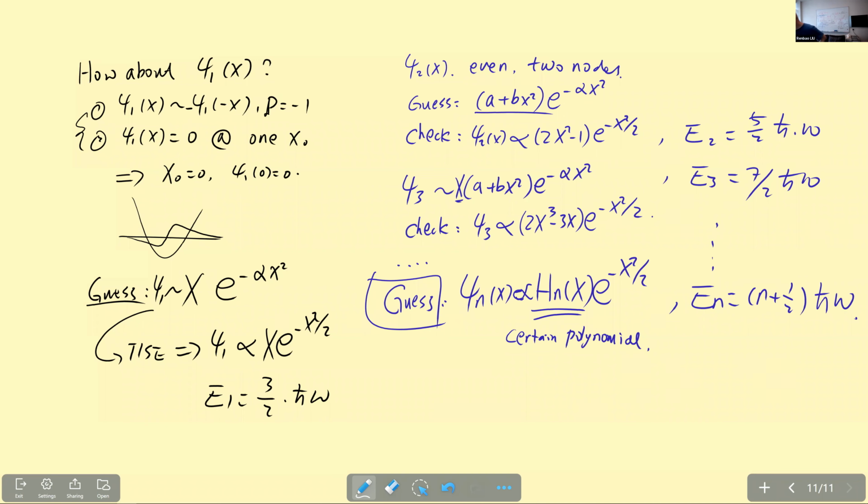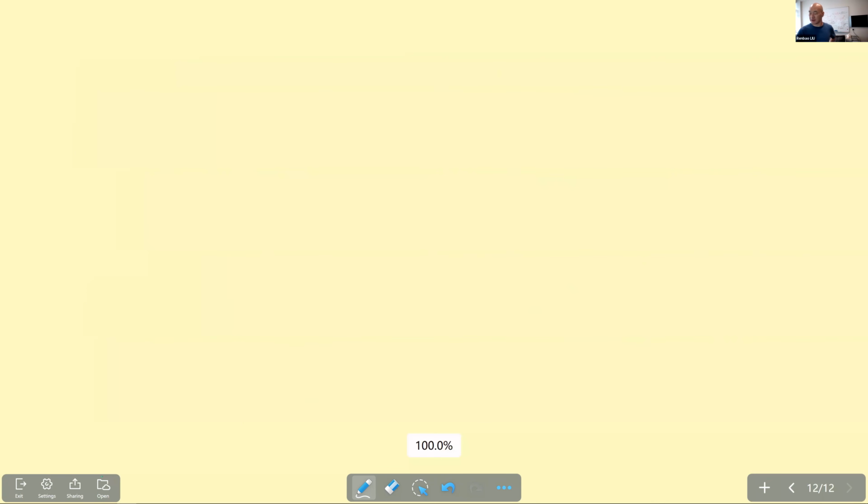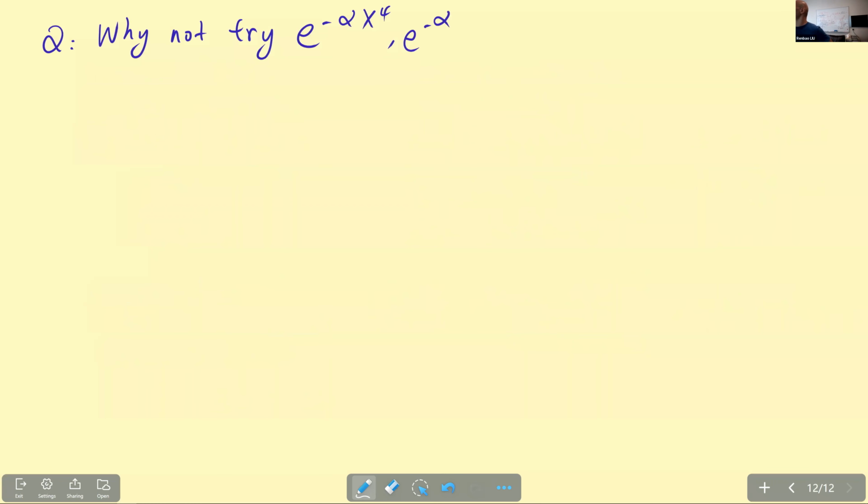For example, I can have a question for you. Why not try e to the minus alpha x to the fourth power, or e to the minus alpha x cubed, etc.? Right. So why did we try this one?